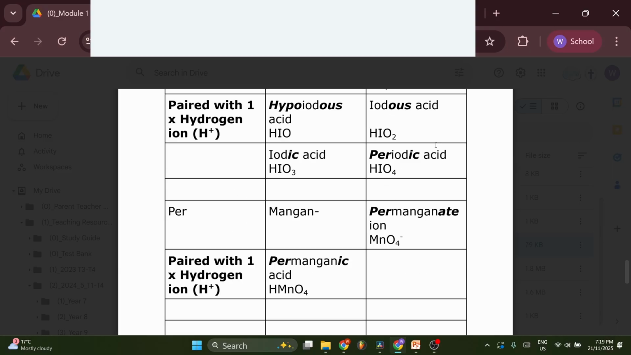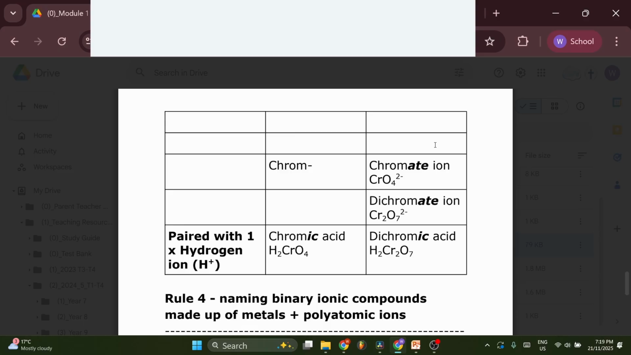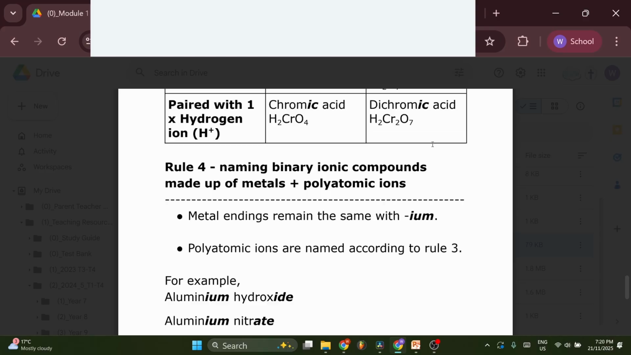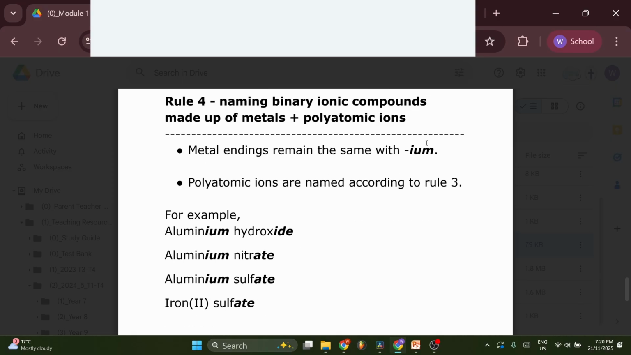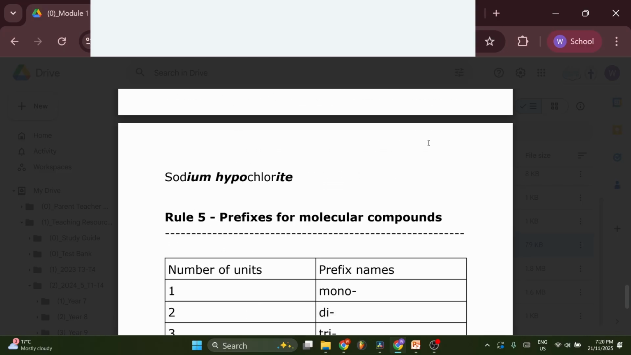We can have permanganate, MnO4-, hydrogen added, becomes permanganic acid. Chromate, CrO42-, dichromate, Cr2O72-, becomes chromic acid or dichromic acid. Rule 4. Naming binary ionic compounds made up of metals plus polyatomic ions. Metals ending remain the same with IUM. Polyatomic ions are named according to Rule 3. For example, aluminium hydroxide, aluminium nitrate, aluminium sulfate, iron(II) sulfate, sodium hypochlorite.